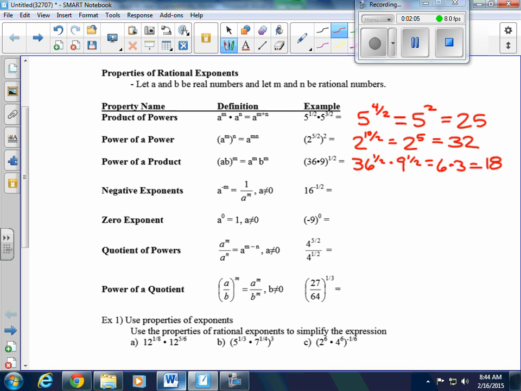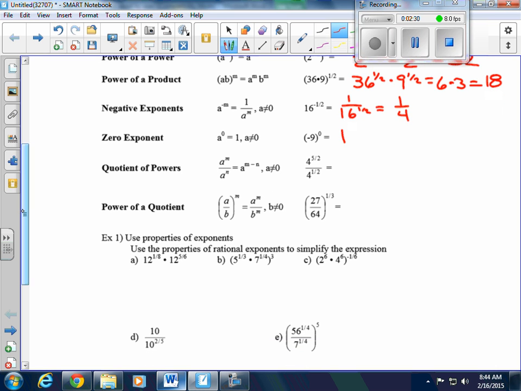Negative exponents. Again, we cannot have a negative exponent. So if we do, we need to move it to make it positive. So 16 to the negative 1/2 will become 1 over 16 to the 1/2, which is the square root of 16. So that's going to be 1 over 4. The zero exponent rule means anything to the 0 power is simply 1.